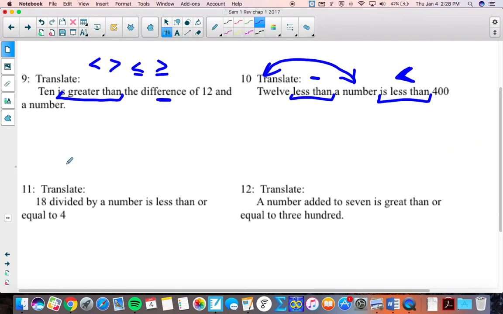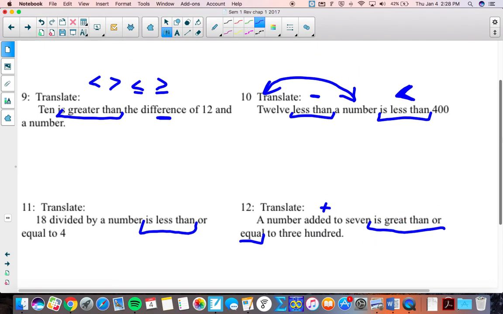Any toughies down here? 12 divided by a number is less than. Go up at what we just talked about and see if "is less than" is going to be an inequality or a minus sign. A number added to, well, it's just adding. So we're adding a number to 7, and that is greater than or equal to 300. It's got the word is, so that means something.